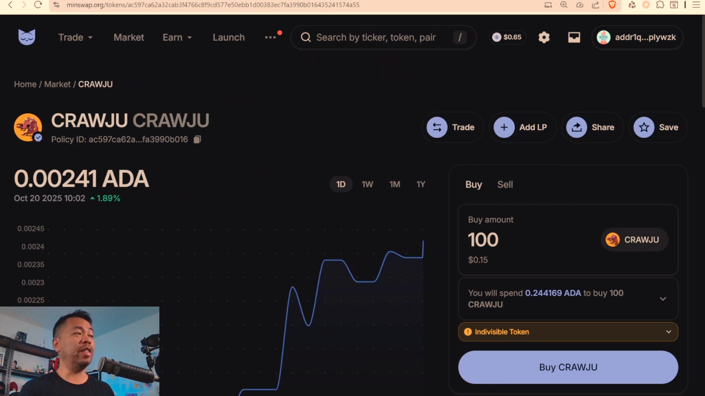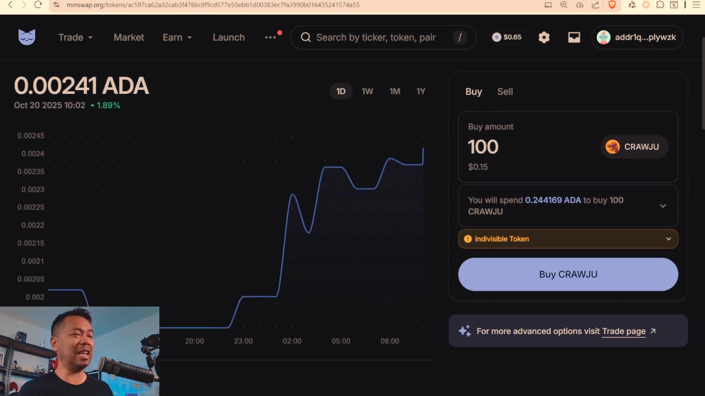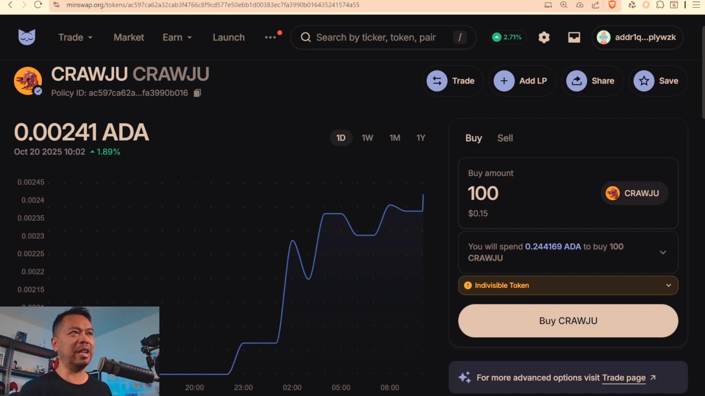So here I am on the MinSwap DEX again, and I'm looking at this particular token here called Crawju. Now, this is a meme coin, and there's a lot of volatility in some of these meme coins. The price moves up and down, and it's kind of unpredictable. So if I'm wanting to swap this particular token here and the price suddenly moves and fluctuates dramatically and it changes during a swap, that is called slippage. So let me show you by example here.